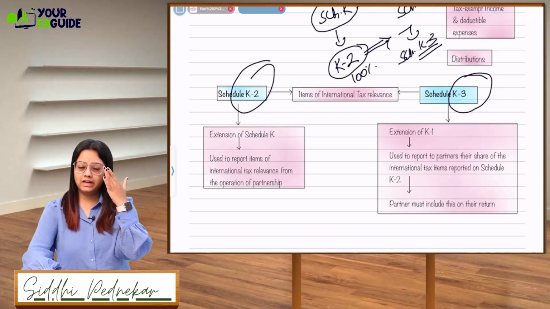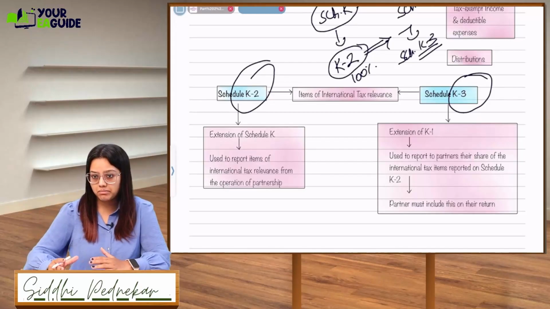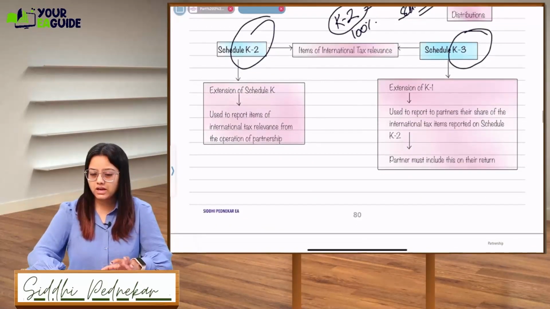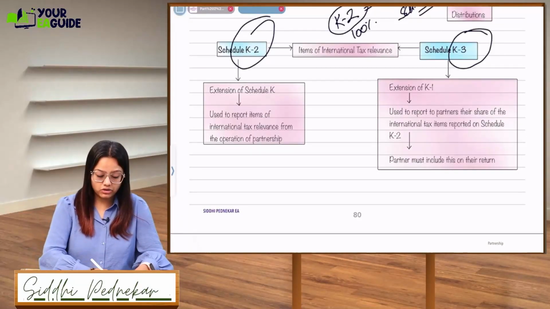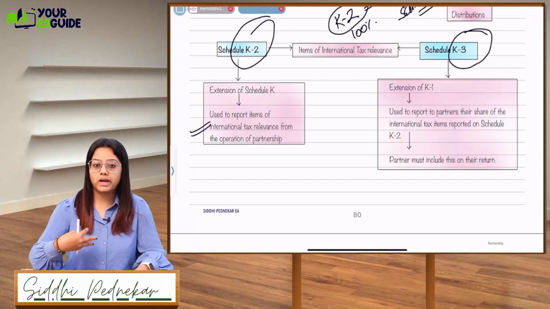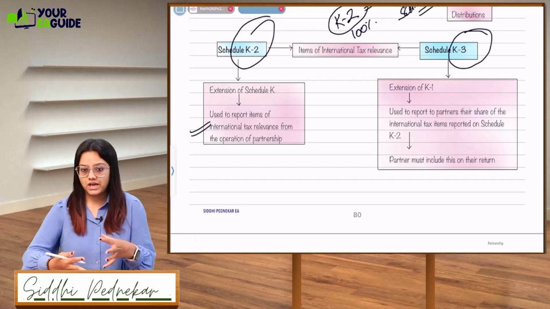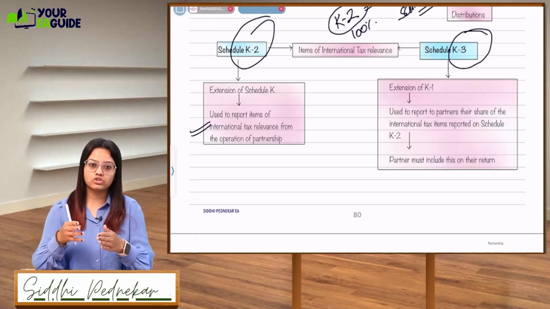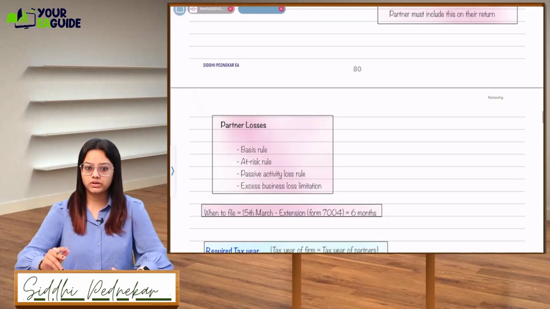There is no detailed question or detailed explanation that will be asked in the exam on K-2 and K-3. You just have to remember the base concept: any transactions that a partnership enters into that relate to international tax are reported this way. Any foreign-related transactions will be shown in total on the K-2, and the particular share of each partner will be shown on the K-3 form. And that will be included in the return.